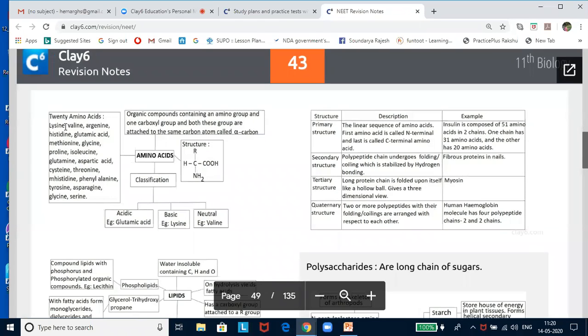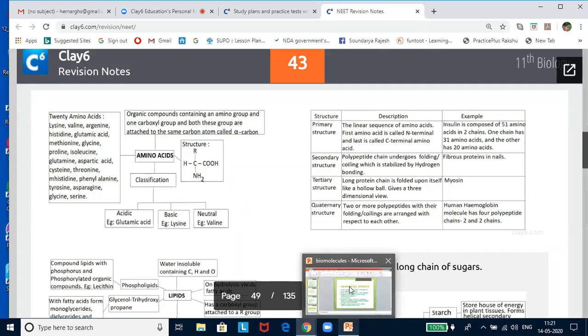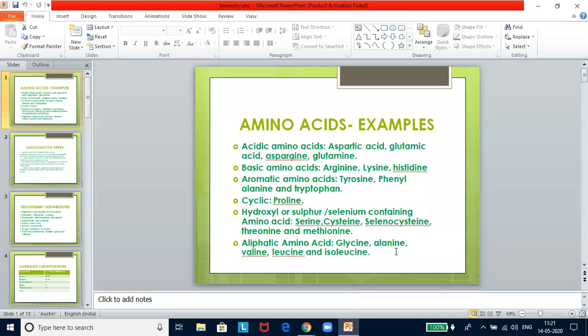Now there are 20 amino acids which you should learn: lysine, valine, arginine, histidine, glutamic acid, methionine, glycine, proline, isoleucine, glutamine, aspartic acid, cysteine, threonine, histidine, phenylalanine, tyrosine, asparagine, glycine, and serine. Now, from the NEET point of view, when you have analyzed, this is how they have been classified into amino acids.